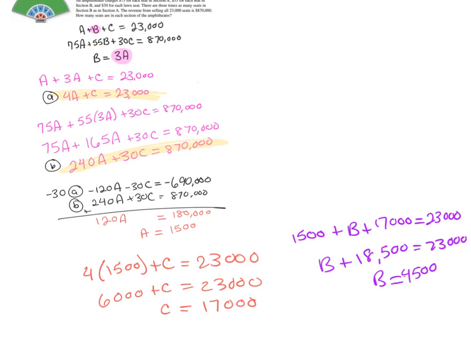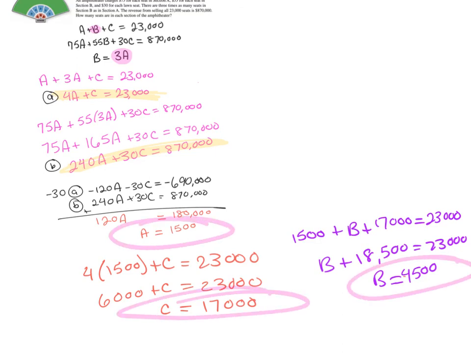So section A has 1,500 seats. Section B has 4,500 seats, and section C, the lawn, has 17,000 seats.